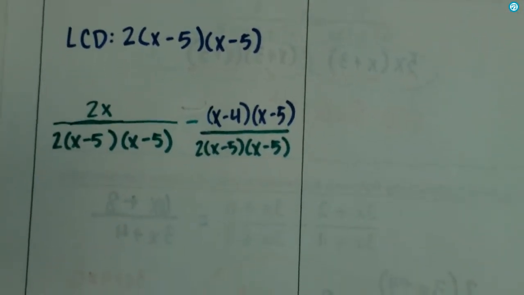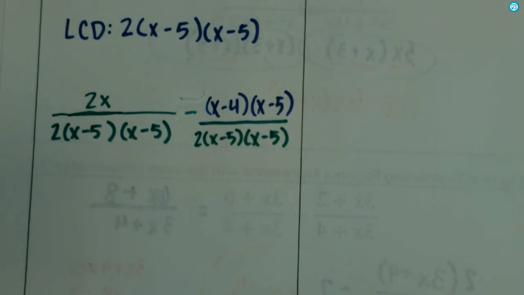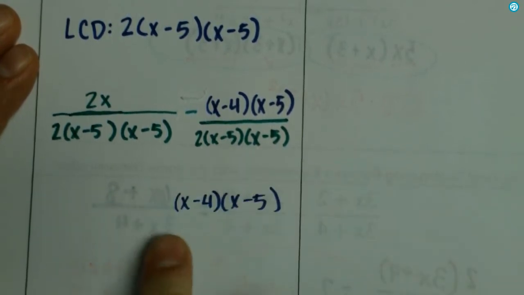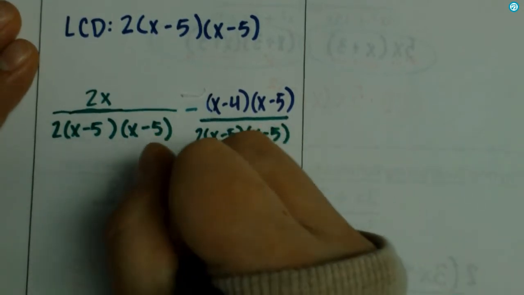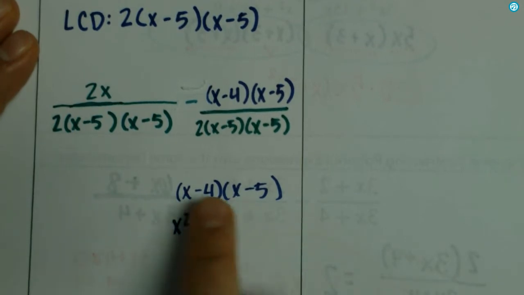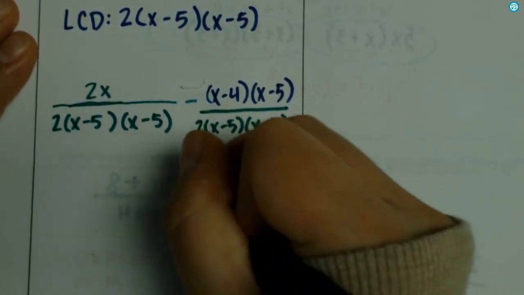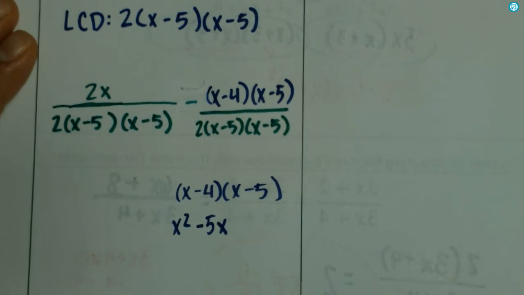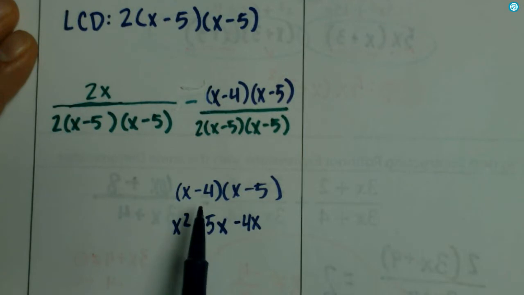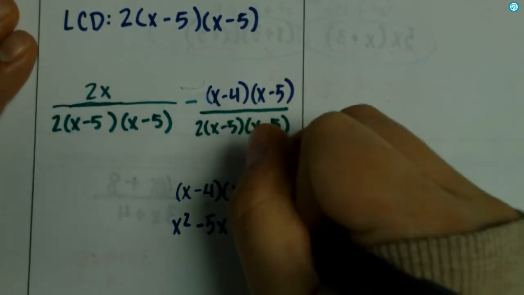Hey, we need to multiply out this x minus 4 times x minus 5. I'm just going to do that right here. X times x would be x squared. X times negative 5 would give me minus 5x. Negative 4 times x will give me minus 4x. And then negative 4 times negative 5 would be positive 20.